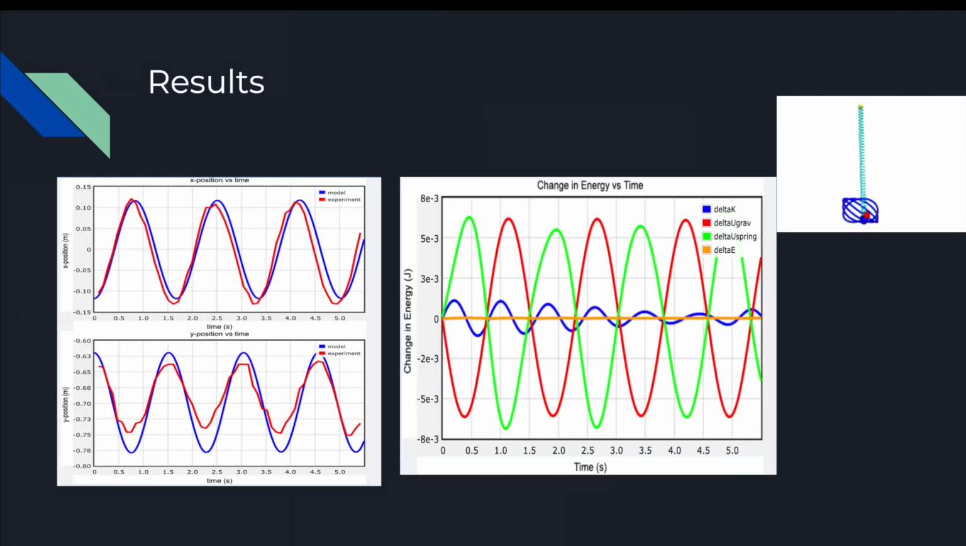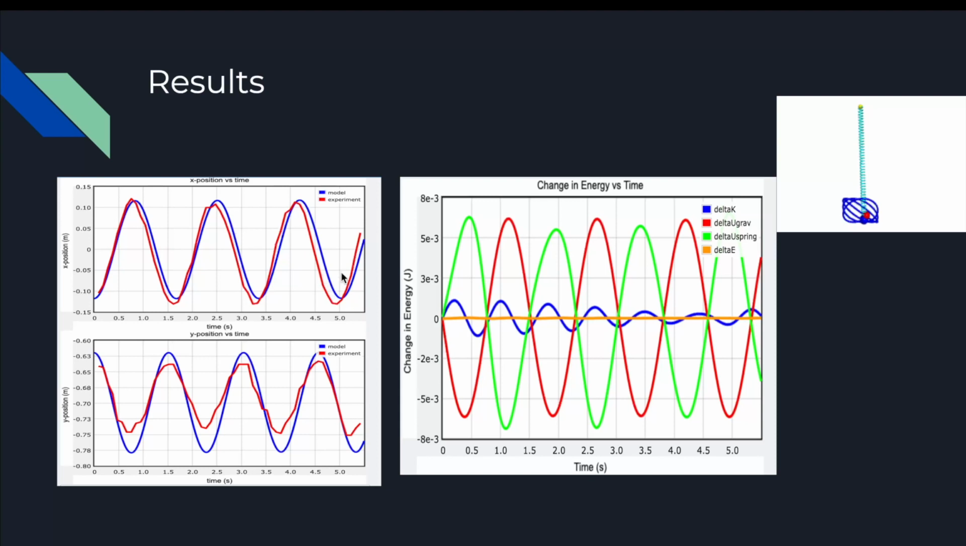So here are the results. Similarities: the computational model roughly predicts the position of the observed data, though not as well for the y position, as you can see here. The differences: as time goes on, the predicted position gets less and less accurate. As you can see here, at around 4.5 seconds to 5 seconds, the difference is much larger.